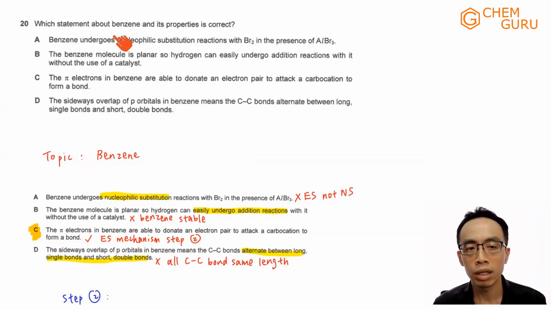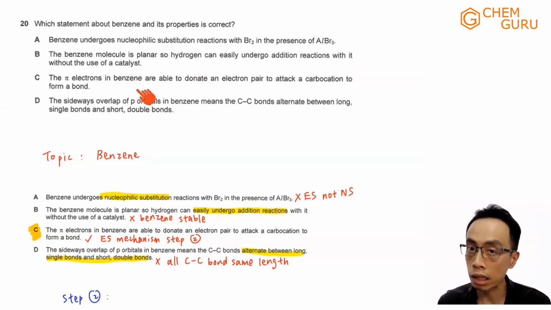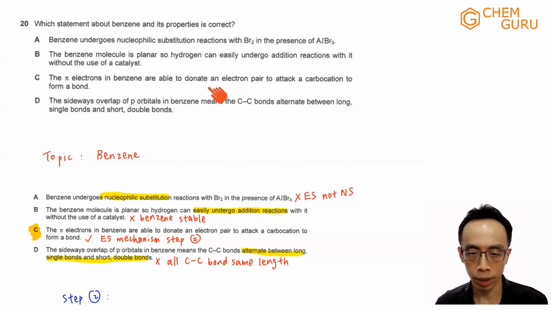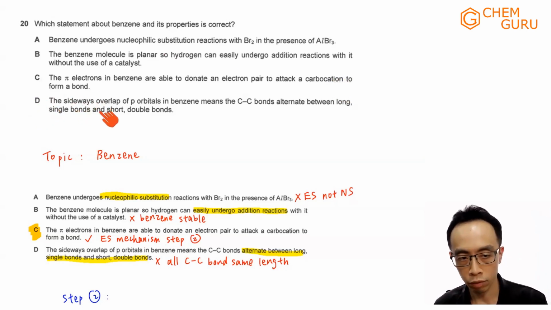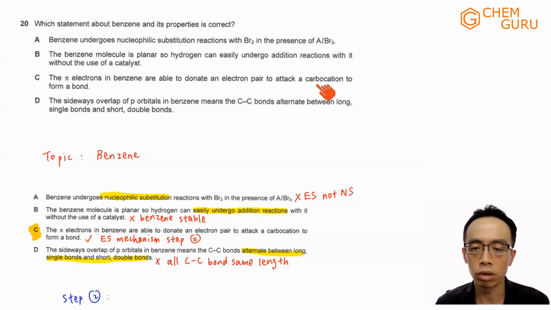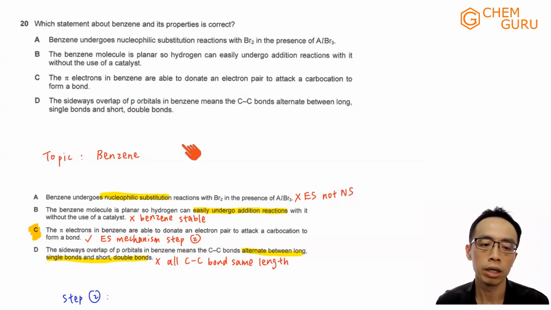Question 20. Which statement about benzene and its properties is correct? Statement A, benzene undergoes nucleophilic substitution reaction with bromine in the presence of AlBr3. B, benzene molecule is planar, so hydrogen can easily undergo addition reactions without the use of a catalyst. C, pi electrons in benzene are able to donate an electron pair to attack a carbocation to form a bond. D, sideway overlap of p orbitals in benzene means the carbon-carbon bonds will alternate between long single bonds and short double bonds. So which of the statements is correct?